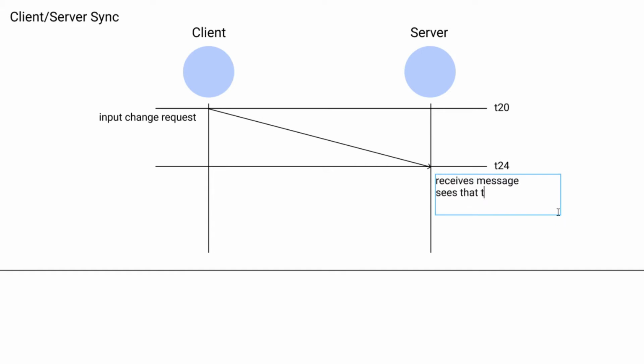So it receives the message. It sees that the message is for tick 20, right? Because that's the message that the client sent it on. And the client timestamps its messages with the tick that it's processing them for, which is tick 20. It's doing all its prediction based on tick 20. But the server is on tick 24, and it sees that the message is for tick 20. So, like I said before, all it can do is drop the message.